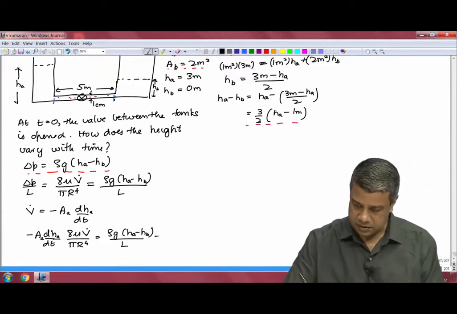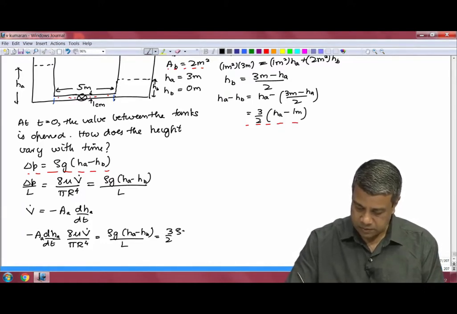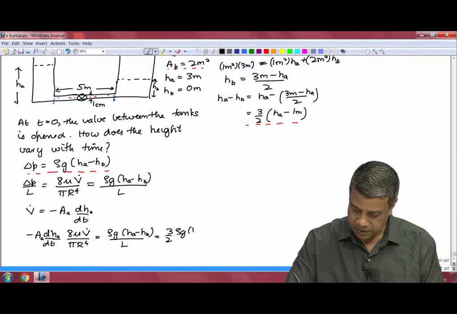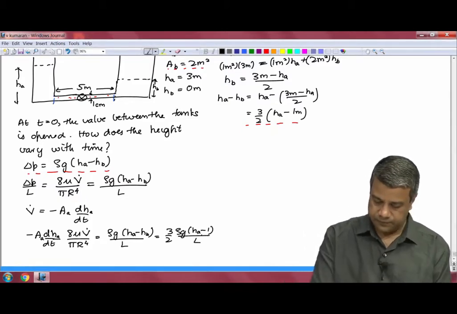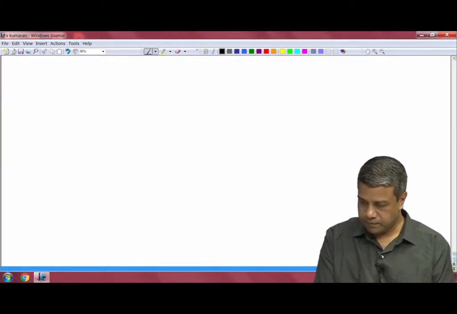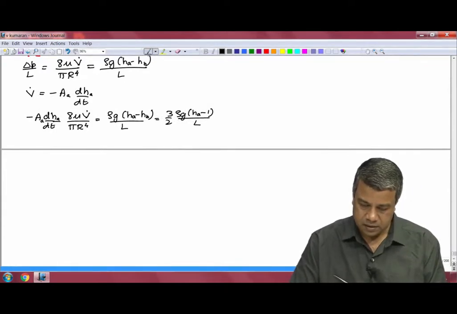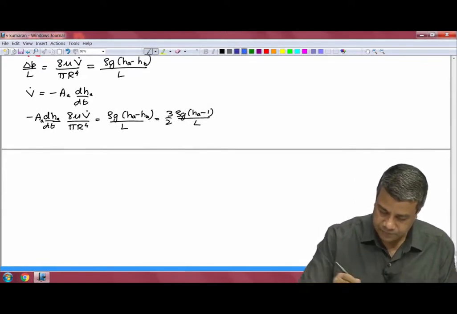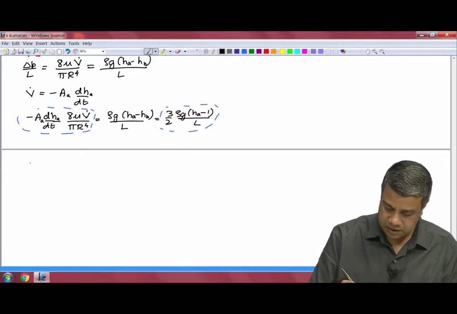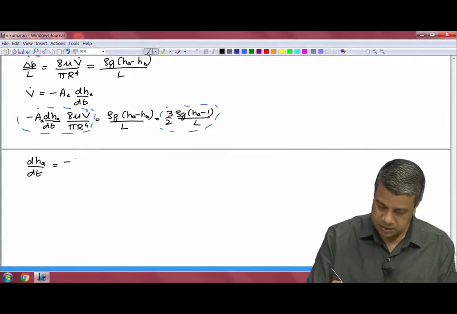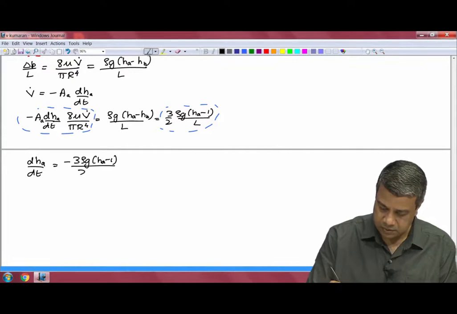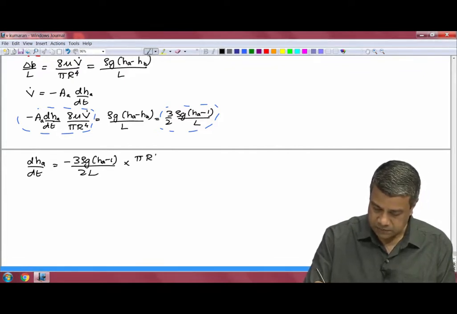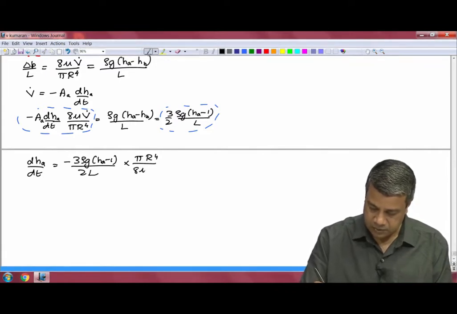This is equal to 3 by 2 rho G into (H_A minus 1) by L. And with this, if I equate this term with this term, I will get dH_A by dt is equal to minus 3 rho G into (H_A minus 1) by 2L into pi r power 4 by 8 mu.